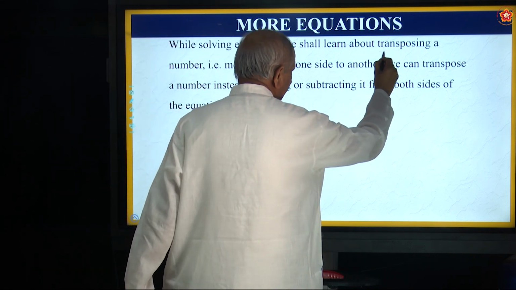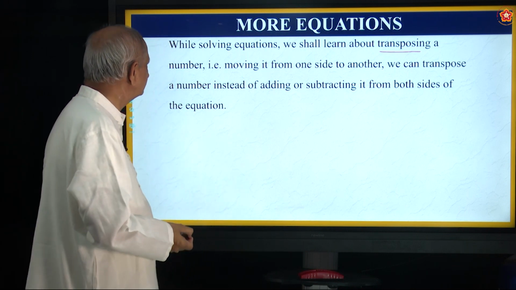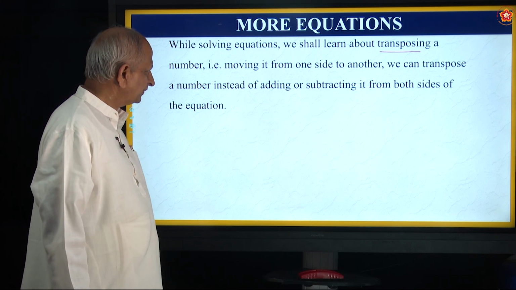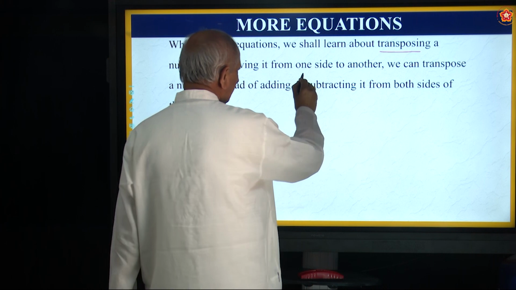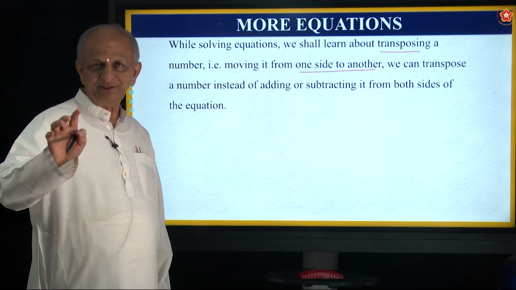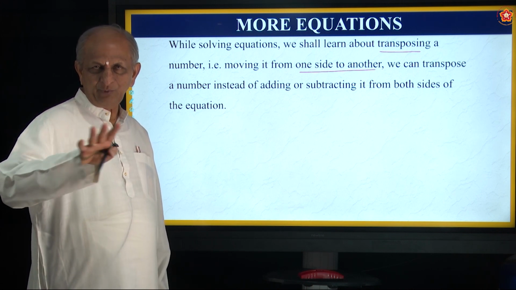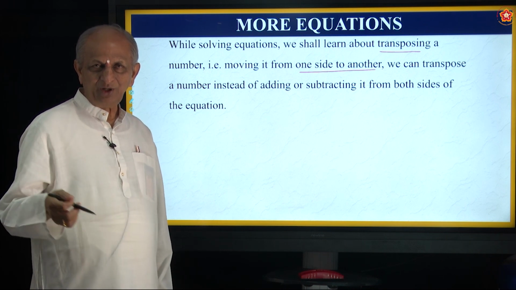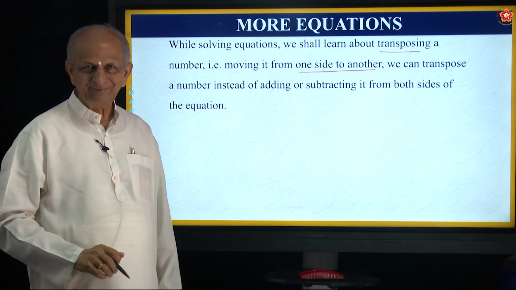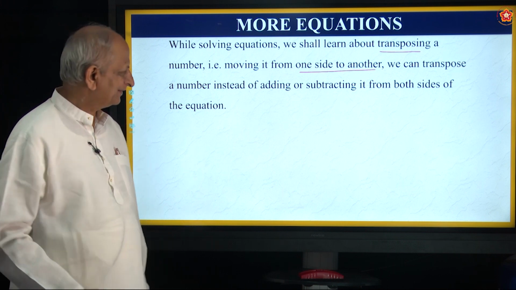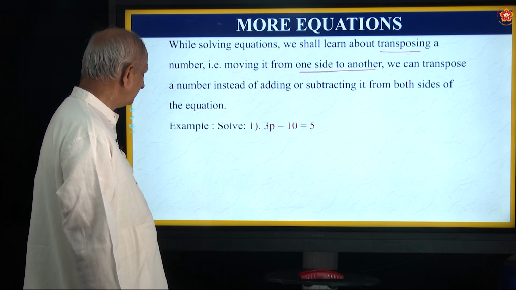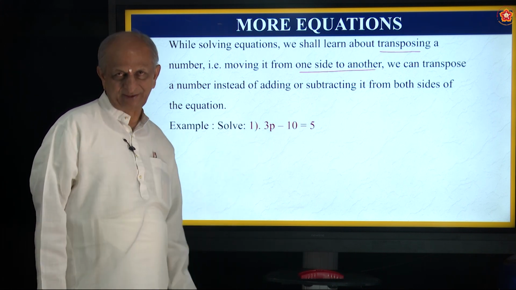Transposition means transferring from the left side to the right side. While solving the equations, we shall learn about transposing a number, that is moving it from one side to another. Suppose in one bus, 4 members are already seated in a bench and one more wants to come. So, all 5 cannot sit in a bench, let us suppose. Then the 5th one is to be transferred to the next bench, correct? So, like that, the number is moved instead of adding or subtracting it on both sides of the equation. So, this is the second method.